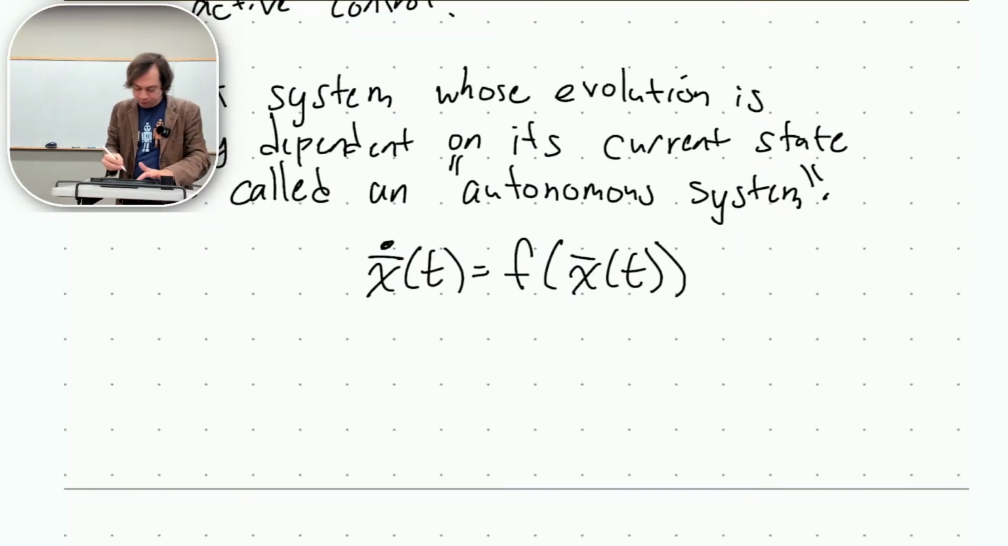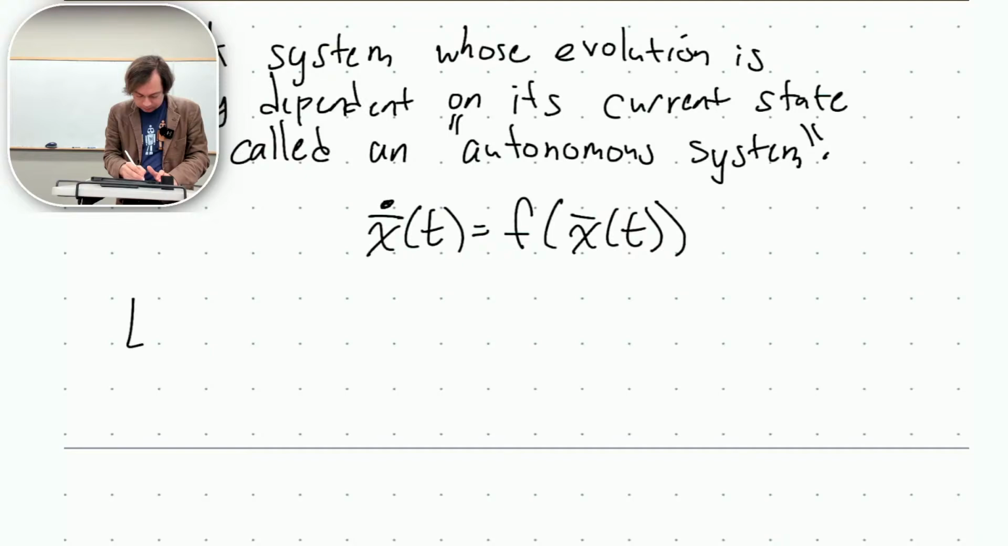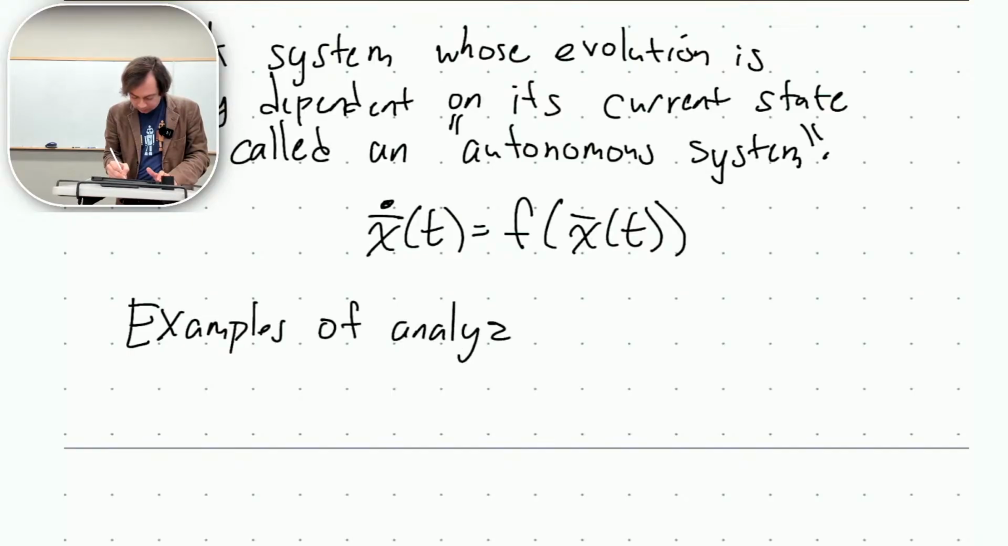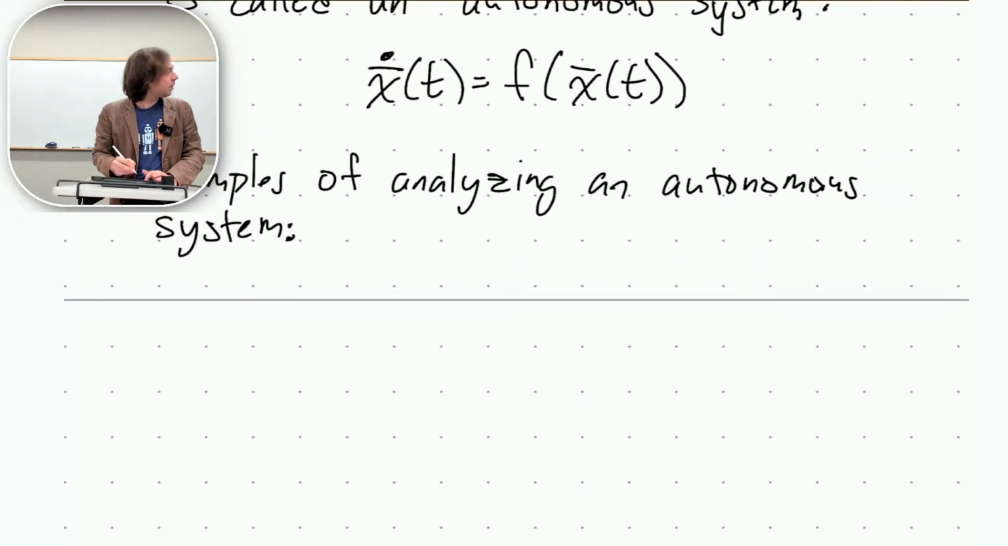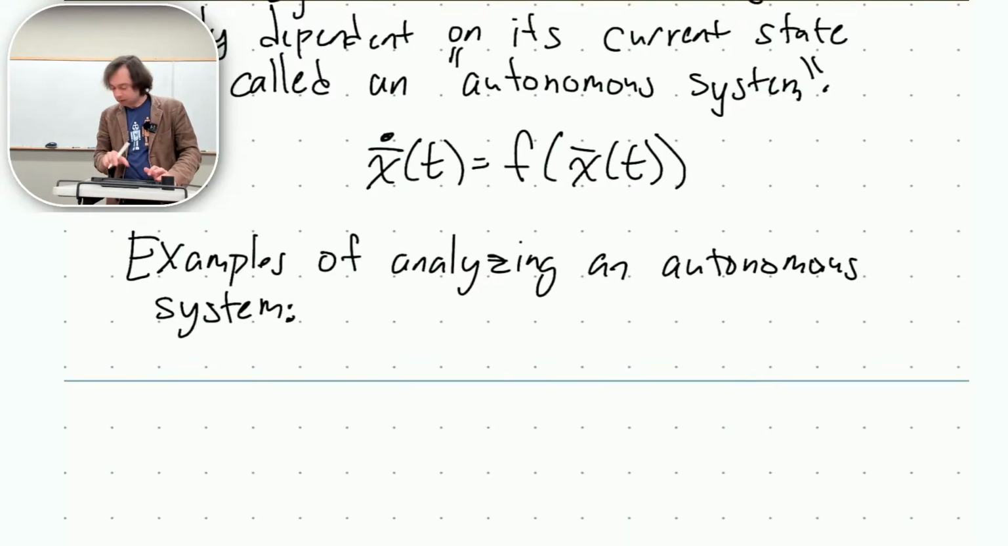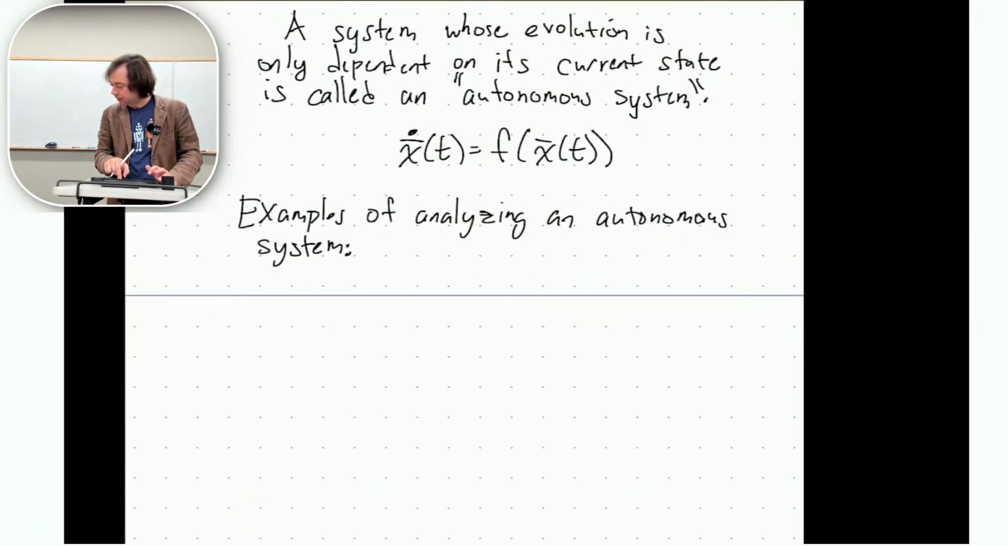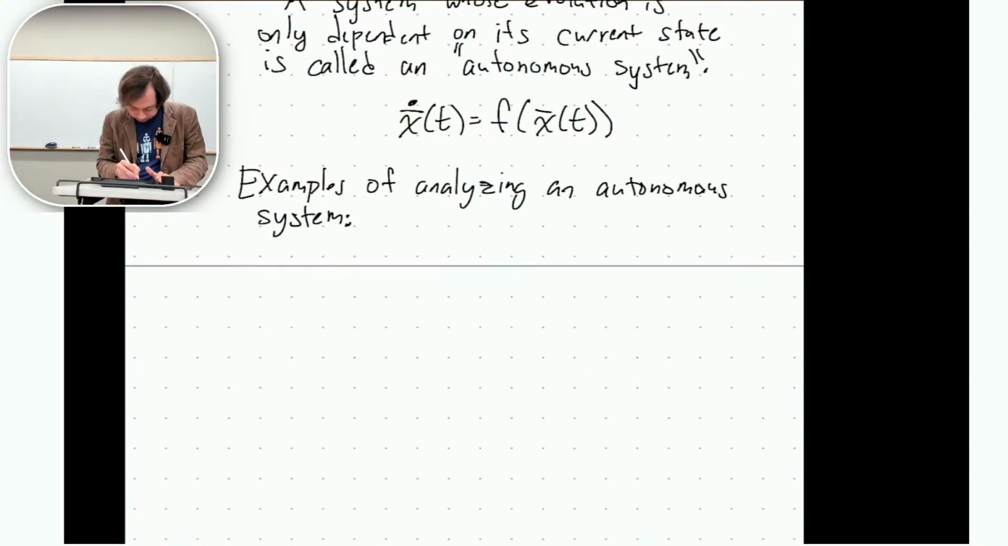Okay? So let's do some examples of analyzing an autonomous system. Let's do a single example. We're going to do something very common. Sorry, I'm going to zoom out a little bit so I'm not blocking the way there, Nick. Thank you. All right. So we want to analyze the autonomous system. So let's do a spring mass damper.